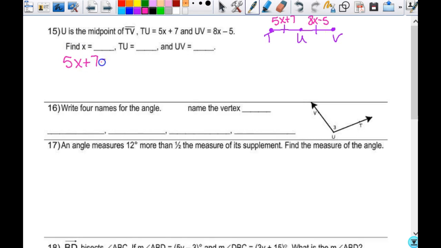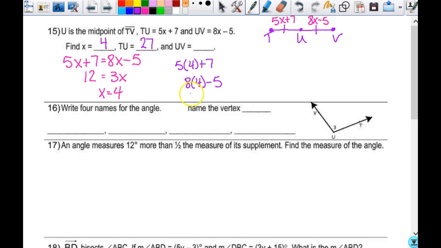5x plus 7 equals 8x minus 5. So that's going to give me 3x over here and 12 over here, so x equals 4. Then we've got to plug this in for TU. 5 times 4 plus 7, so that's going to be 27. And then 8 times 4 minus 5, so it's going to be 32 minus 5 is 27, which is what you'd expect because they're supposed to be congruent, but it's a good way to check yourself by doing both of them.